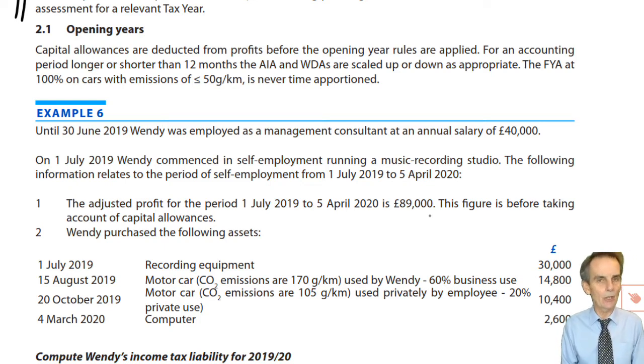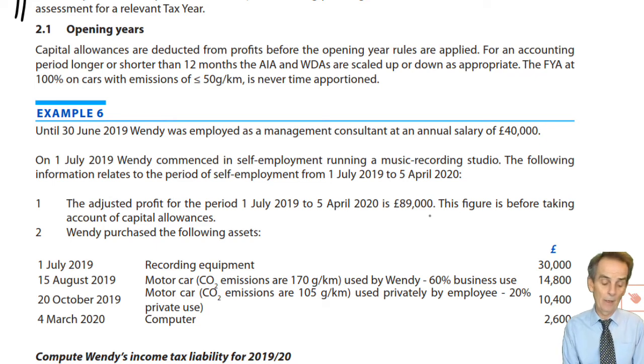Now again, I think that's an unlikely proposition, given our current 1 million limit. But what other assets, of course, attract WDA that do not attract AIA? And that, of course, is motor cars. Motor cars that do not have low emissions. Low emissions are kept separate. They're entitled to, we'll discuss it in a moment, a first-year allowance.